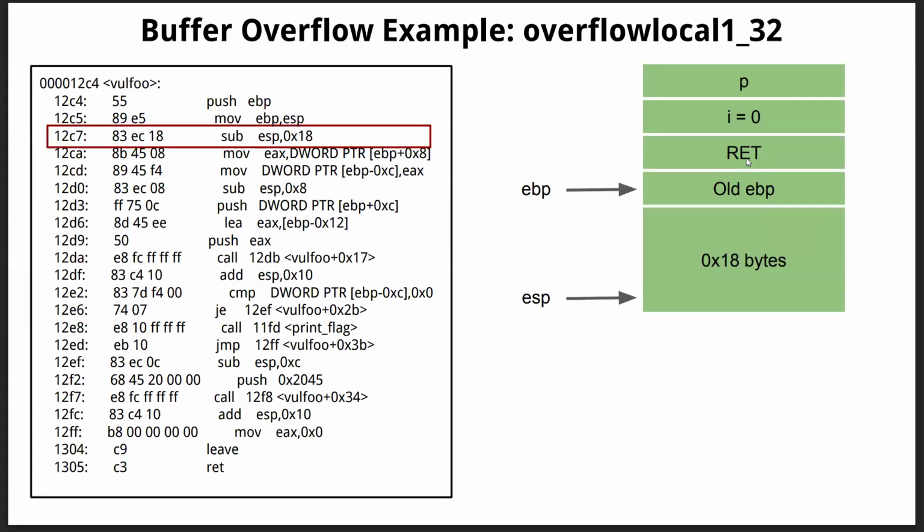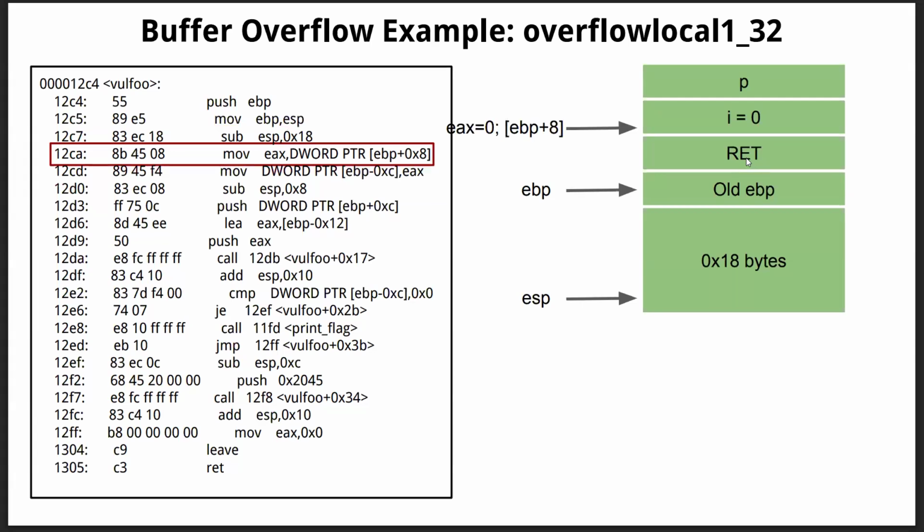Now we subtract 18 in hex from ESP. How big is that? That's 24 in decimal, 24 bytes. So now the distance between ESP and EBP is 24 bytes. The next instruction, we are going to move EBP plus 8, 4 bytes. That's why we use the DWORD PTR there. We move that to EAX.